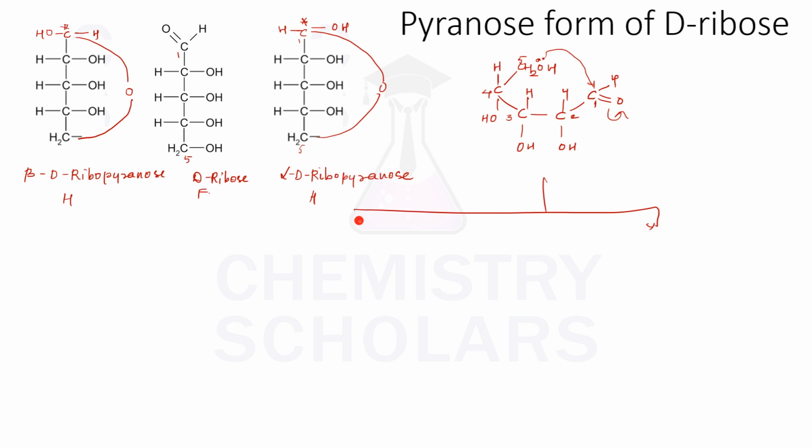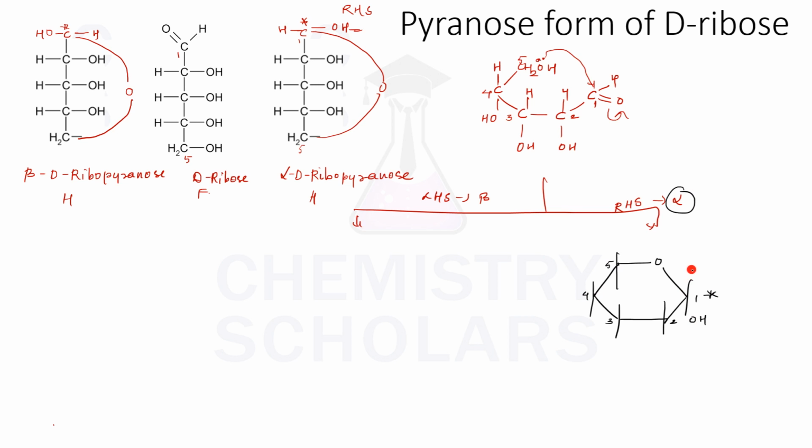So here you get alpha and beta. If OH goes on the right hand side, it gives you alpha. If you are writing OH on the left hand side, it gives you beta. Write the alpha and the beta form. Start with the pyranose form, the six-membered ring. Show the oxygen, number the carbons. Don't make any mistake here. Show the anomeric carbon.